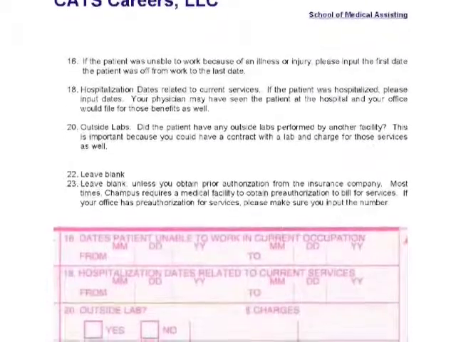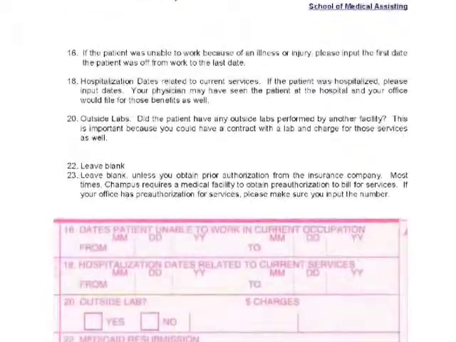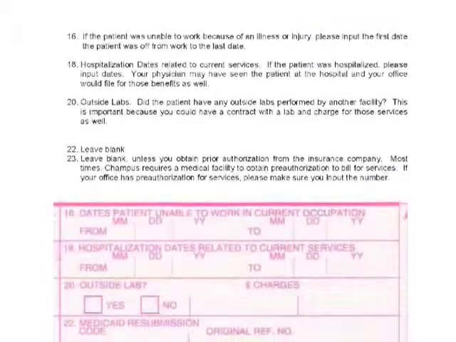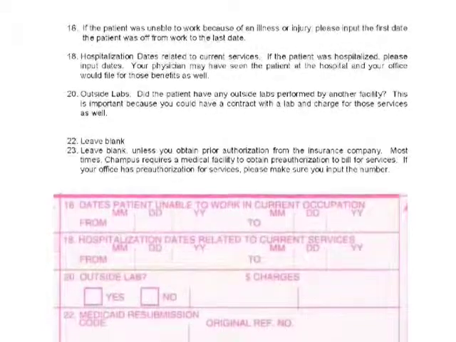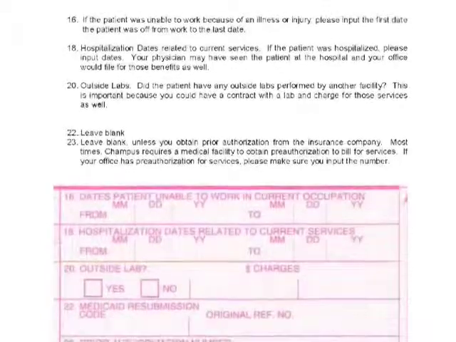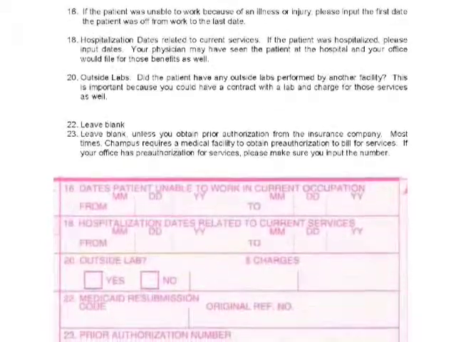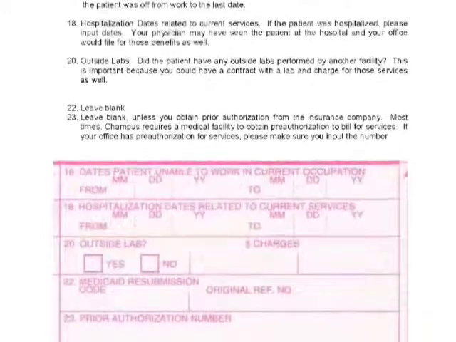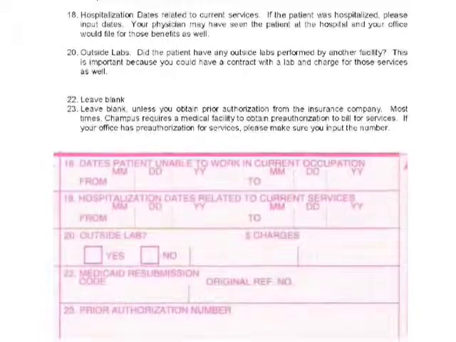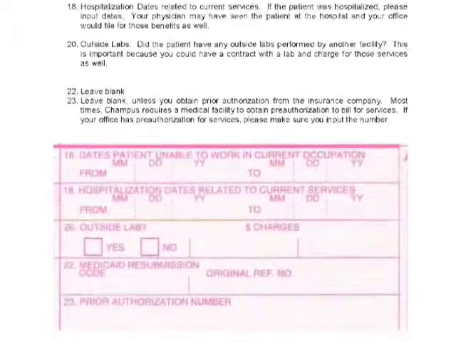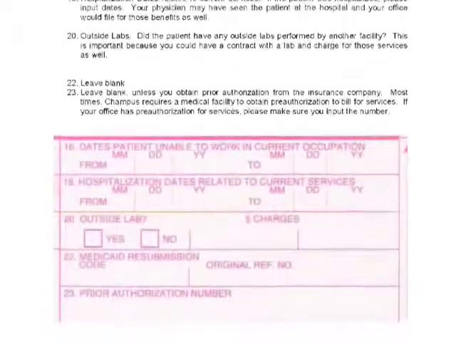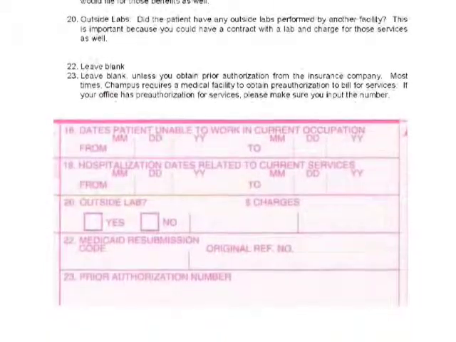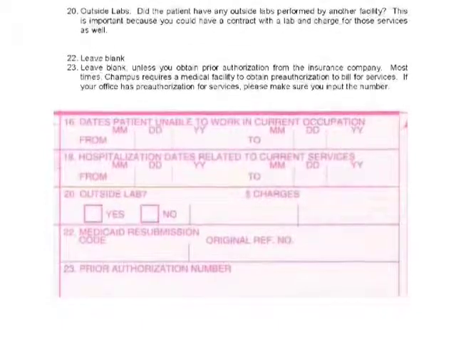20, outside labs. Did the patient have any outside lab performed by another facility? This is important because you could have a contract with a lab and charge for the services as well. If your office does not do CBCs, however, you order a CBC, you send the patient out, that's an outside lab. The lab allows you to bill that patient for the CBC even though you didn't perform it, and the lab will bill your office at a lower rate. Many offices have contracts with outside labs.